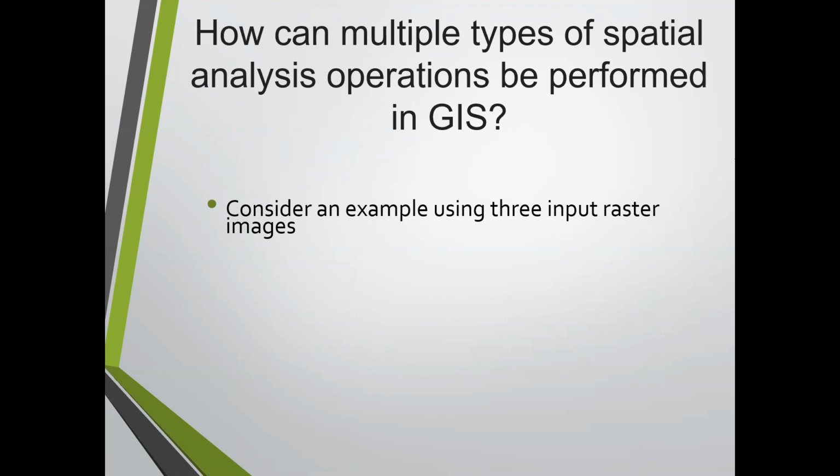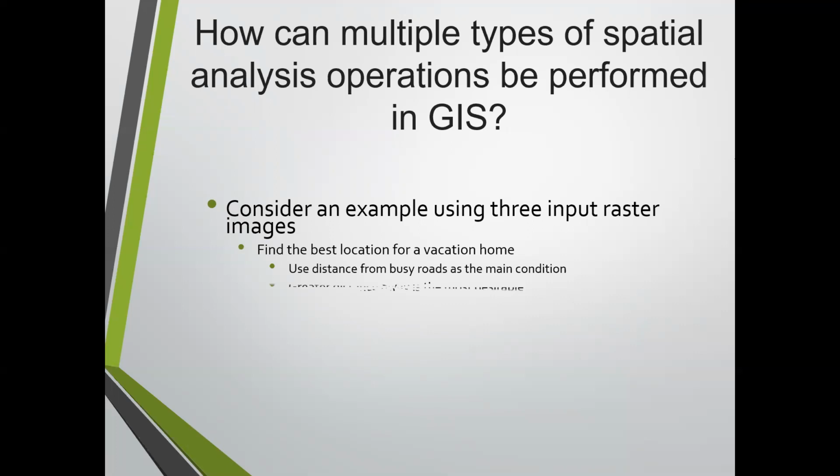So consider this where you're using a 3-input raster image. And you need to understand, too, that you cannot do 3 images in all raster GISs. They may not allow you to do that. So the example that he's showing you may not be true for all rasters, okay? But what we want to do is find the best location for a vacation home, and you want to use this criteria. Distance from busy roads is a main condition. In other words, you don't necessarily want to be close to busy roads. Greater distance away is more desirable. In raster one, you're going to have distance to forests. Higher numbers are best. So in other words, you want to be in a forest and not away from a forest.